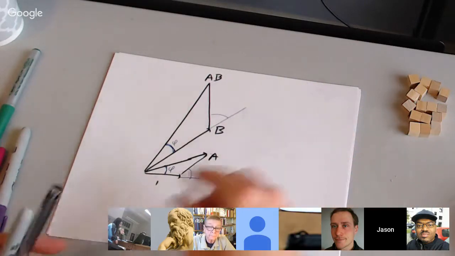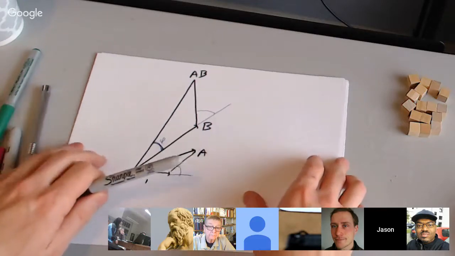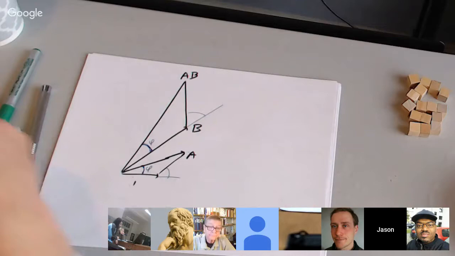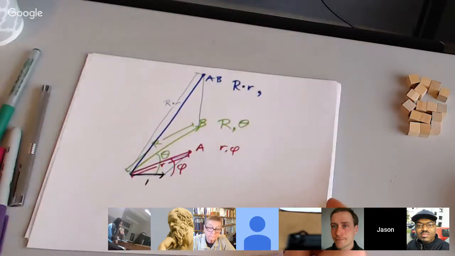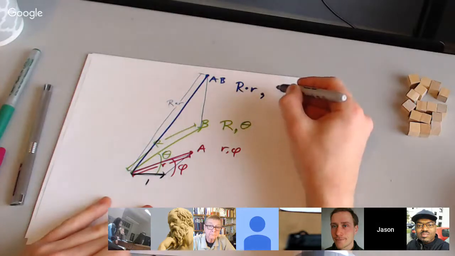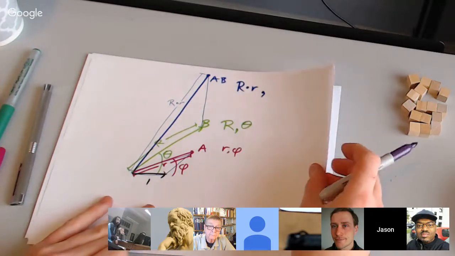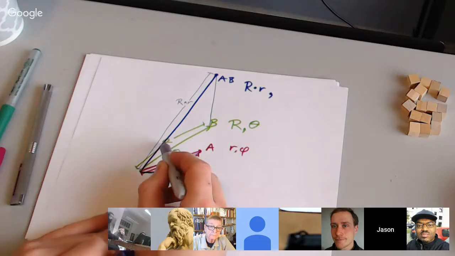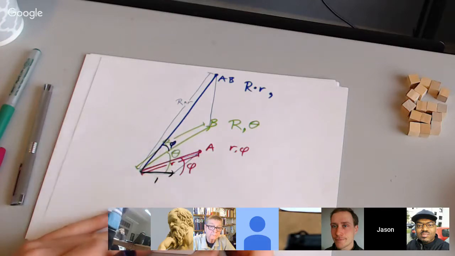So if we're multiplying two complex numbers, we multiply their lengths and we add their angles. Getting up to B was an angle of theta, and then we add phi more to get to the product.